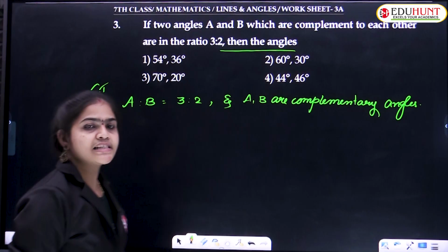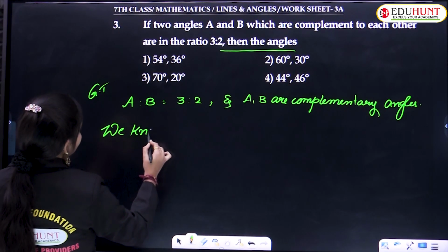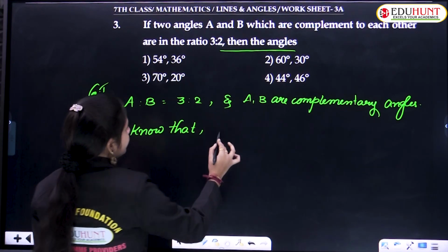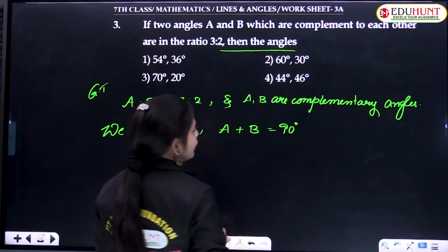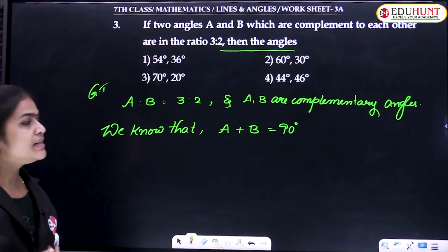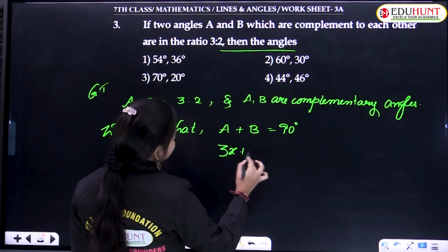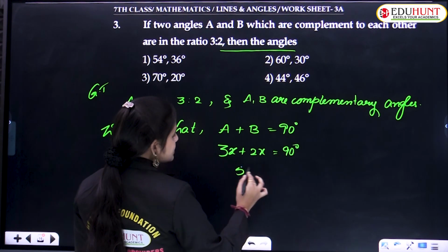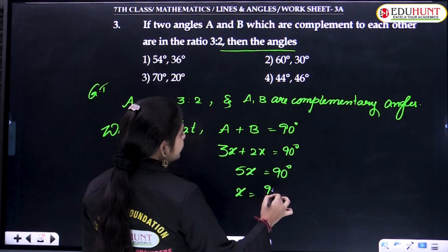Okay, complementary angles means the sum of two angles is equal to 90 degrees. We know that A plus B is equal to 90 degrees. Let the angles be some x. Then 3x plus 2x is equal to 90 degrees. 5x is equal to 90 degrees. x is equal to 90 by 5.